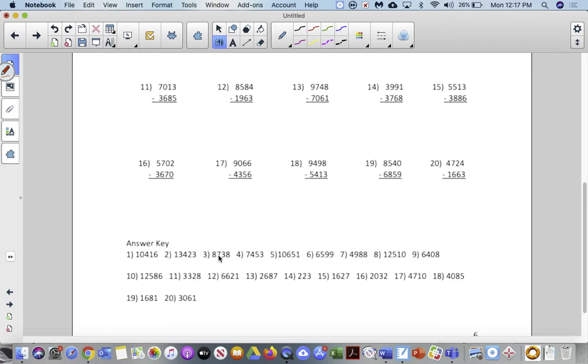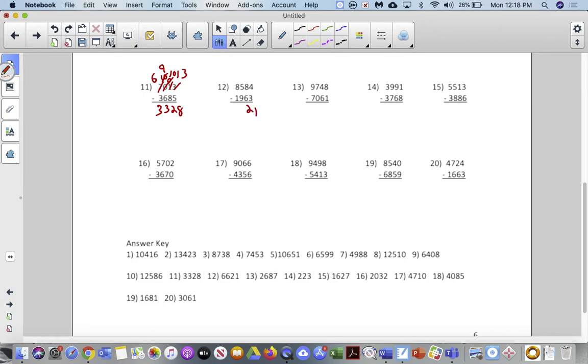Cannot subtract, so I'm going to make this a 13 and make this a 0. 13 take away 5 is 8. Now, can't take 8 away from 0, so I'm going to borrow. So this is going to become a 6. This is going to become a 10. Need to borrow 9, make this a 10. 10 take away 8 is 2. 9 take away 6 is 3. 6 take away 3 is 3. 3, 3, 2, 8.